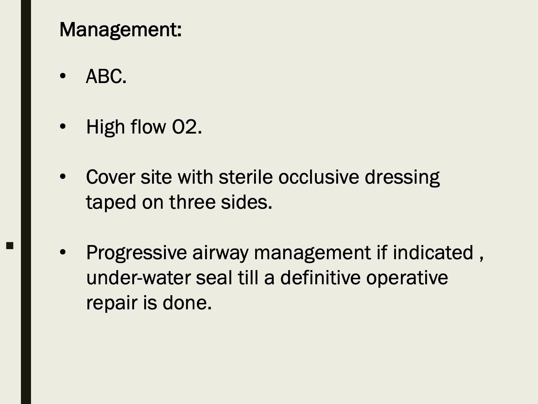So in addition to the ABCs and high flow oxygen, we have to cover the site with a sterile occlusive dressing, which is taped on three sides, leaving one side to act as a flutter valve, allowing the air to go out instead of getting inside the lungs. And then progressive air management, and then insertion of a chest drain till definitive surgical repair is done.